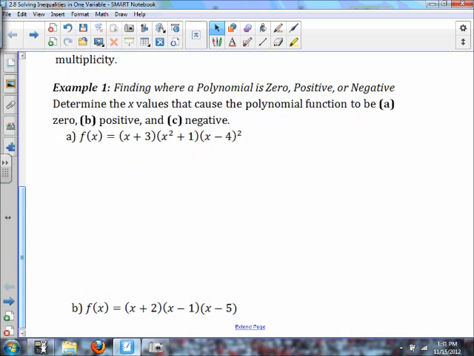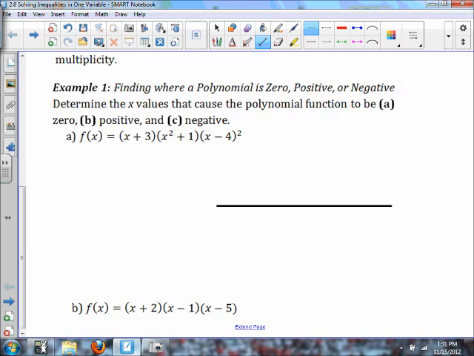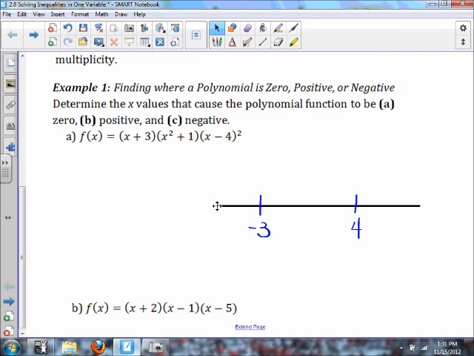So if we look at example 1, determine the x values that cause a polynomial to be 0, positive, and negative. Well, first things first, we need to make what we call a sign chart. Now, the sign chart we're going to make like this. We know we'll get 0 from the x plus 3 term at negative 3. X squared plus 1 will not have any zeros, and x minus 4 will be a 0 at 4.